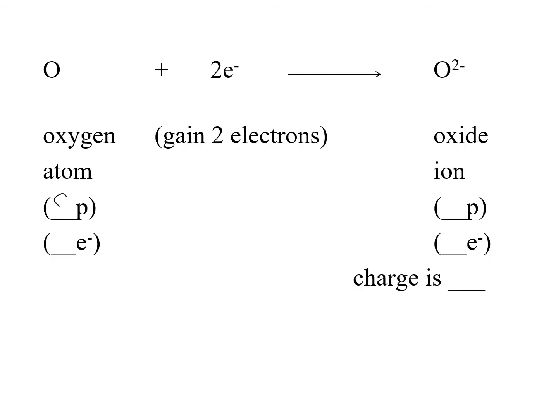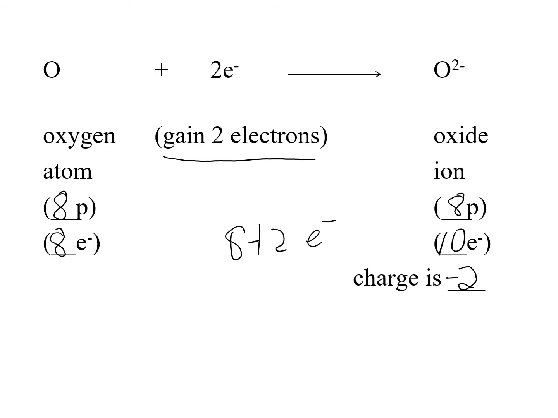Oxygen atom has 8 protons and 8 electrons. If we gain 2 electrons, we have 8 plus 2 electrons to give us a total of 10 electrons. Our protons stay the same. We end up having a charge of -2 because we have 2 more electrons than protons.